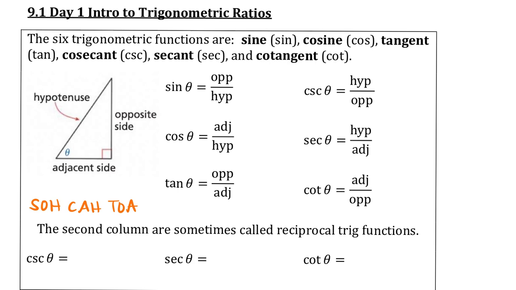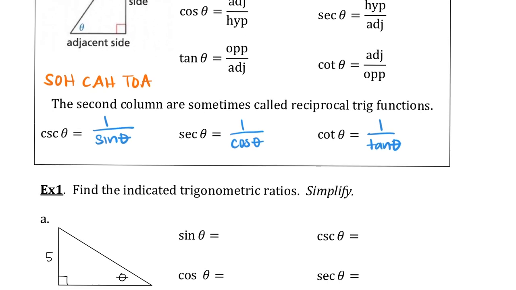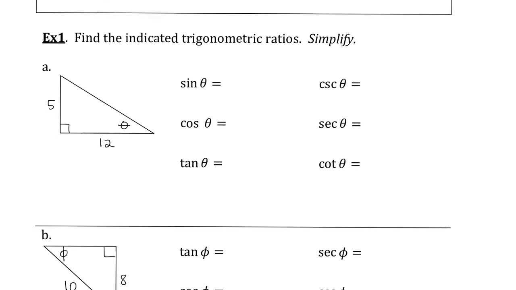Okay, the second column are sometimes called reciprocal trig functions. And that's because we saw that cosecant was the reciprocal of sine, and sometimes we write that as 1 over sine of theta. For secant, that's a reciprocal of cosine, so we say 1 over cosine theta, sometimes when it's convenient. And then for cotangent, it was the reciprocal of tangent, so that's going to be 1 over tangent theta, and they're called reciprocal functions because they are the reciprocals of the 3 main trig functions. Okay, we're going to look at the triangle, and we're just going to label the ratios.